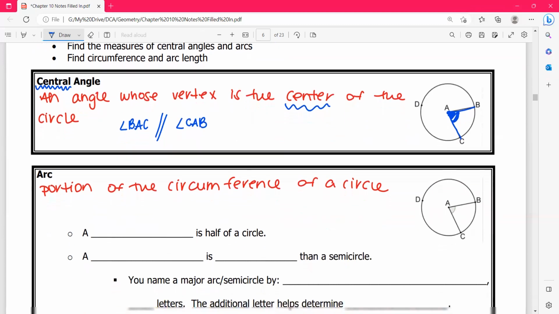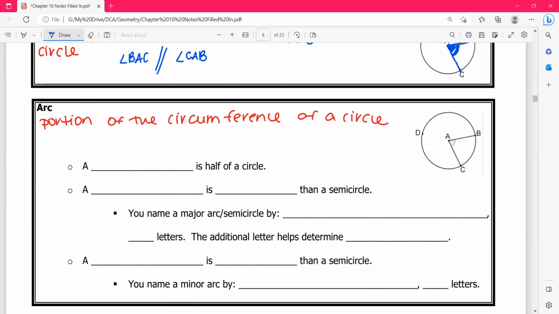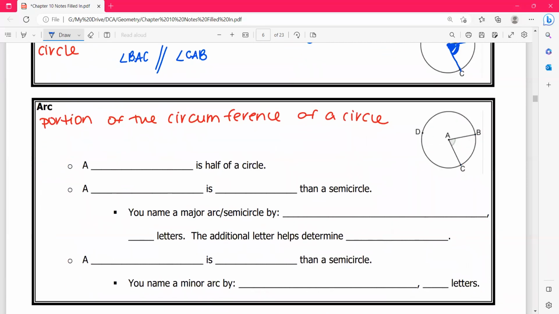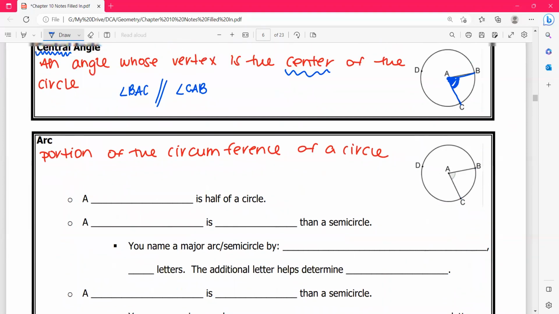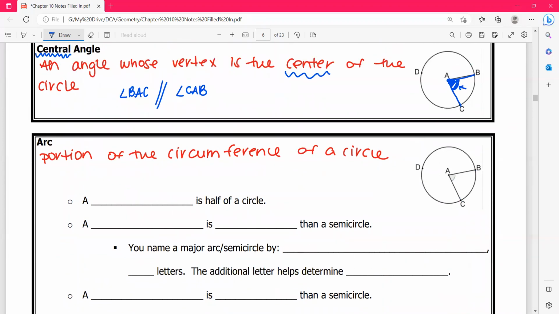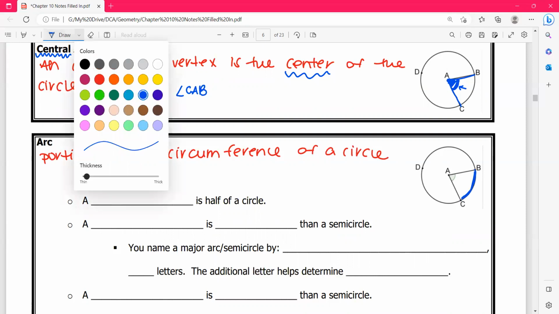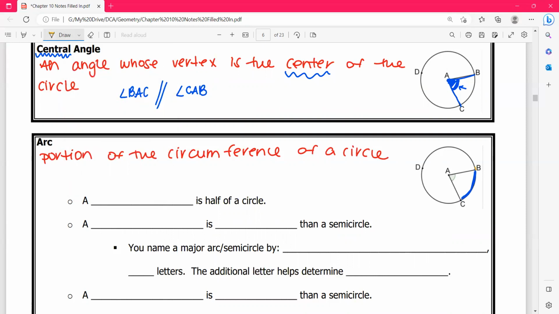Then we've got an arc, a portion of the circumference of the circle. So now we're no longer interested in that center measure. We are interested about the circumference, about the outside of the circle. Think about it like the crust of a pizza. Okay, so a portion, so this is the piece I'd be interested in. Arc CB, or maybe arc BDC around the outside. So how do I know which one I'm going to be looking at?